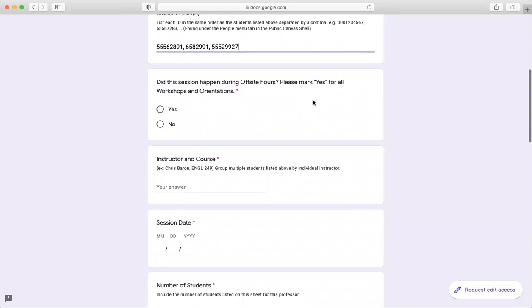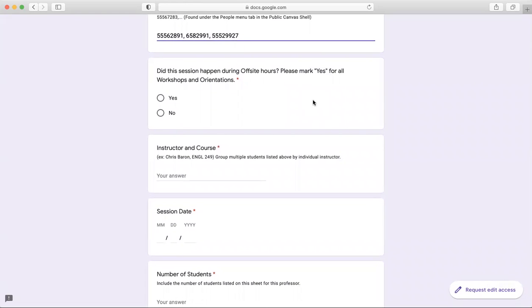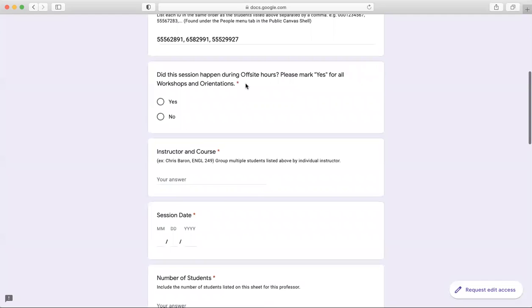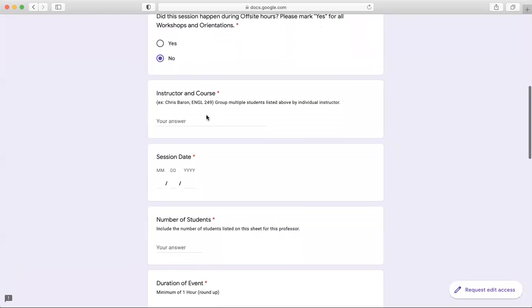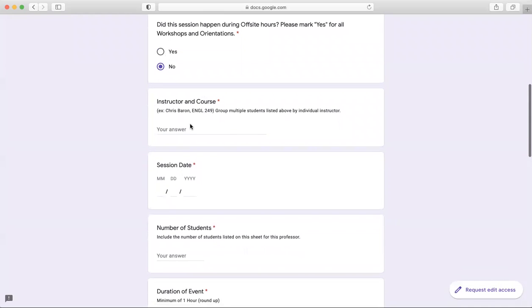Okay, moving forward into the next field. So this is the yes or no question about offsite hours. For workshops and orientations, please always mark yes as stated at the top of the field right here. So this one was a live tutoring session, and let's say it was on-site hours, let's say it was at 12 at noon, so I'm gonna mark no. But again, if this was a workshop or orientation, you would mark yes.